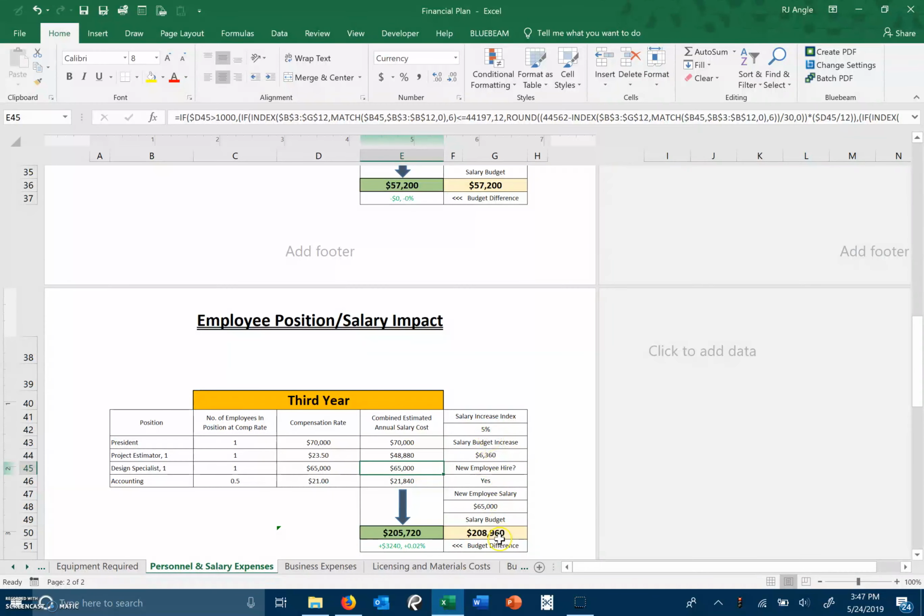And if you take all of that combined, I have a total annual budget of $208,960, which leaves me $3,240, and 2% below my 5% increase with the addition of my new employees for that year's budget. So I am showing there in the green that I have met my budgetary restrictions. Because my budget is $208,960, it's only costing me $205,720, but I'm going to account for $208,960.